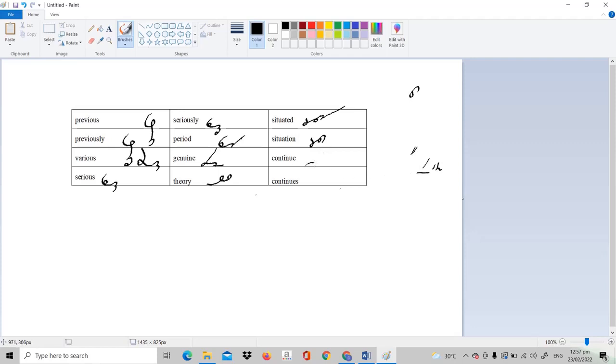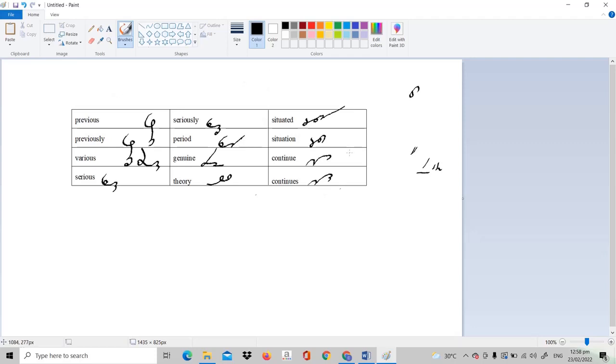Next, continue. Contu. Yan, yung continue is contu. I'm sorry, it's continue pala. Continue. Okay, so ulitin natin. We have con, then T and N blend, continue. Continuous, continues. Okay, so that is for the omission.